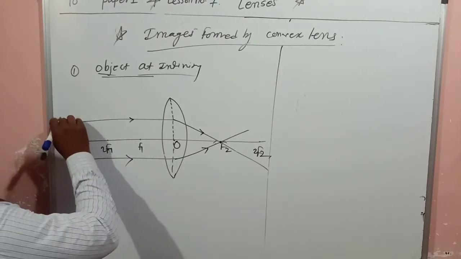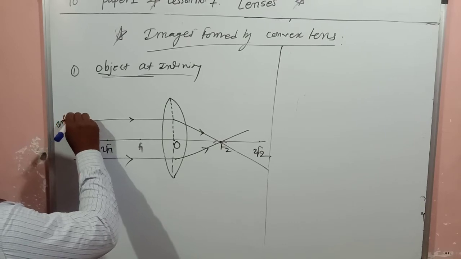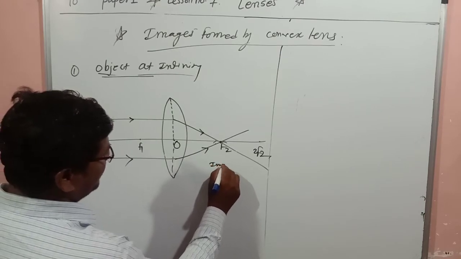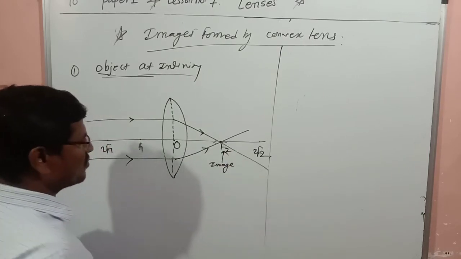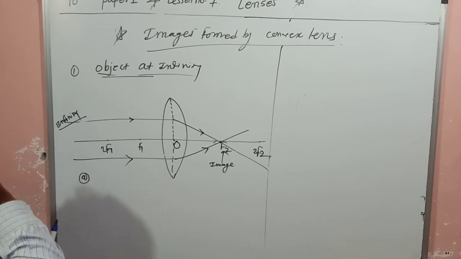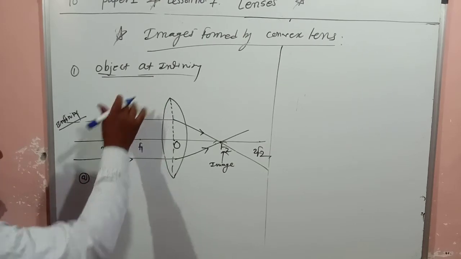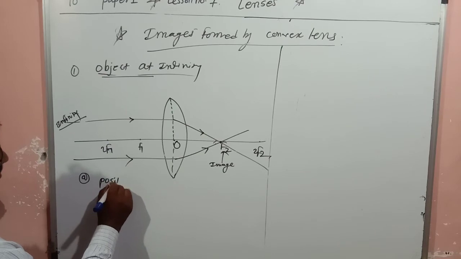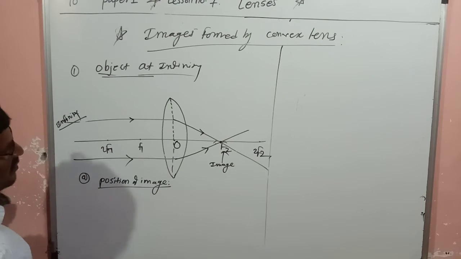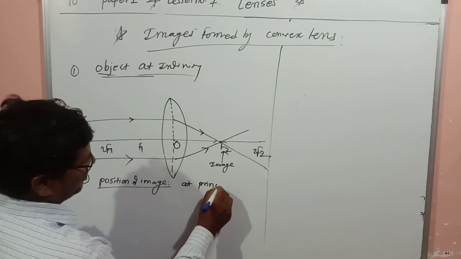Here the object will be at infinity, and the image will be at f2. So three points we have to write here. First, when the object is at infinity, then the position of the image. So where will the image be formed? The image will be formed at the principal focus.